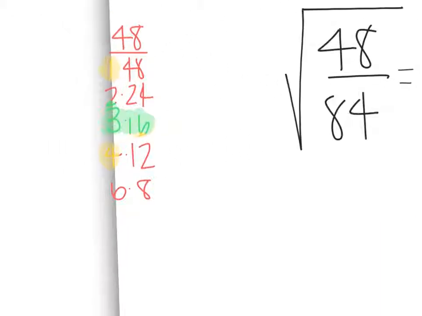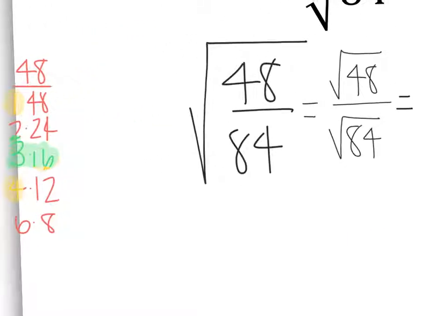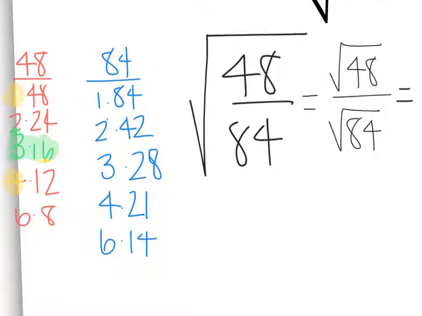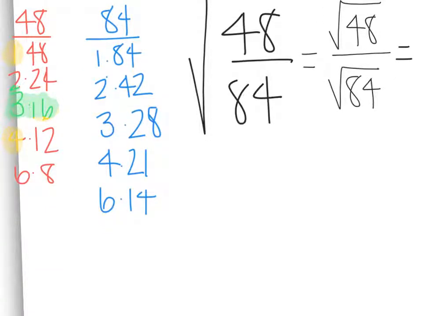So then doing the same thing with 84, I'm going to find my factors of 84. Well, 84 is obviously 1 times 84. It is also 2 times 42. It is 3 times 28. It is 4 times 21. It is 6 times 14. And lastly, it is 7 times 12. So I'm going to go through here and I'm looking for my perfect squares.